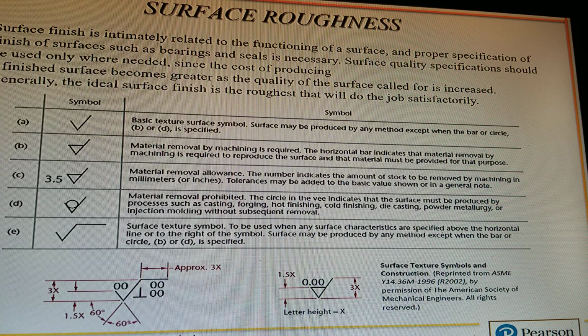So here's the symbols, and you can read on your own what each symbol means, and just be aware of it.